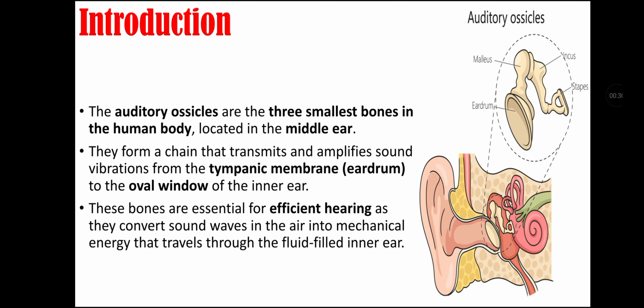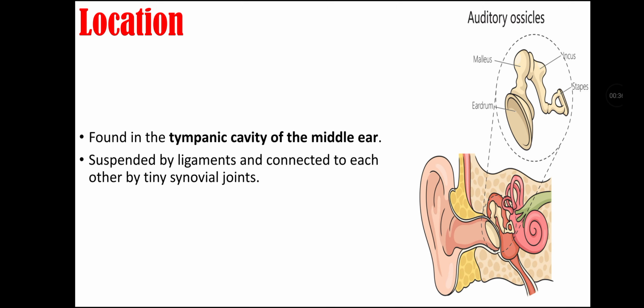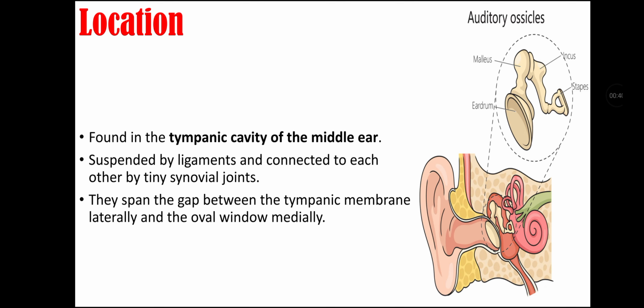the fluid-filled inner ear. Location: they are found in the tympanic cavity of the middle ear. They are suspended by ligaments and connected to each other by tiny synovial joints. Auditory ossicles span the gap between the tympanic membrane laterally and the oval window medially.